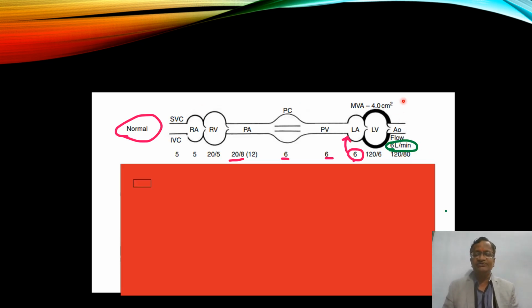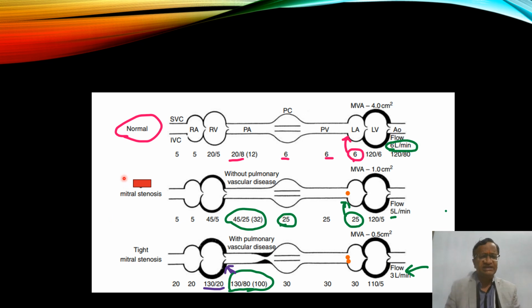Now this is normal. You see, LA, LV, aorta, 6 millimeters, pulmonary veins, this is 6. Again 20/8, RV is 20/5, LV is 120/5. So 6 liters flow is there from the LV through the aorta. Now you see there is a mitral stenosis where we have an orifice of around 1. Now you see here 120/5 is there, but you need an LA pressure to go up from 5 to 25 to maintain the 5-liter flow.